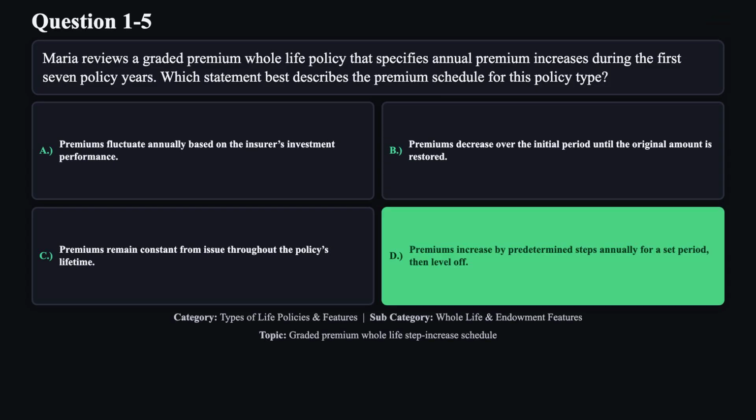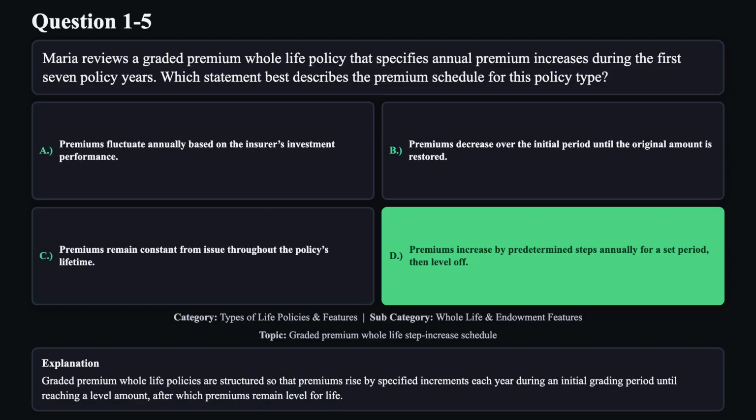The correct answer is D. Graded premium whole life policies are structured so that premiums rise by specified increments each year during an initial grading period until reaching a level amount, after which premiums remain level for life.